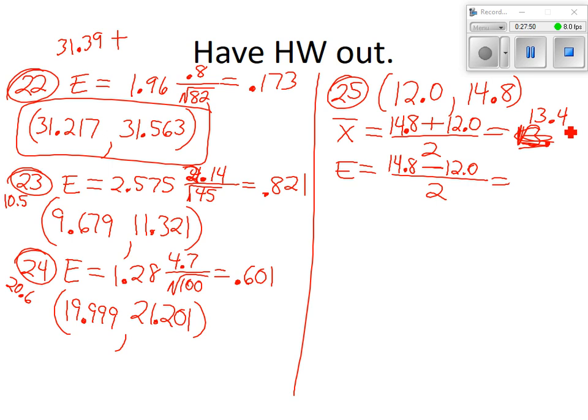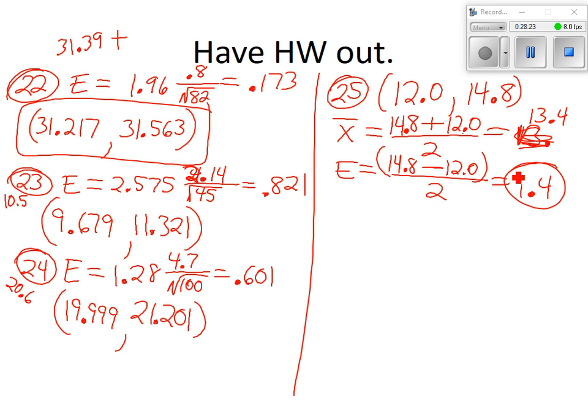What's this give us? 14.8 minus 12.0 divided by 2. 1.4. Please make sure, the other thing I should say, when you're doing this on your calculator, can you just type it all in? If you type it all in, the calculator is going to divide this last number by 2, then add or subtract that number from it. Let's make it a fraction. It's going to, unless you put parentheses around it. Do the top first, hit equals, then hit divided by 2.